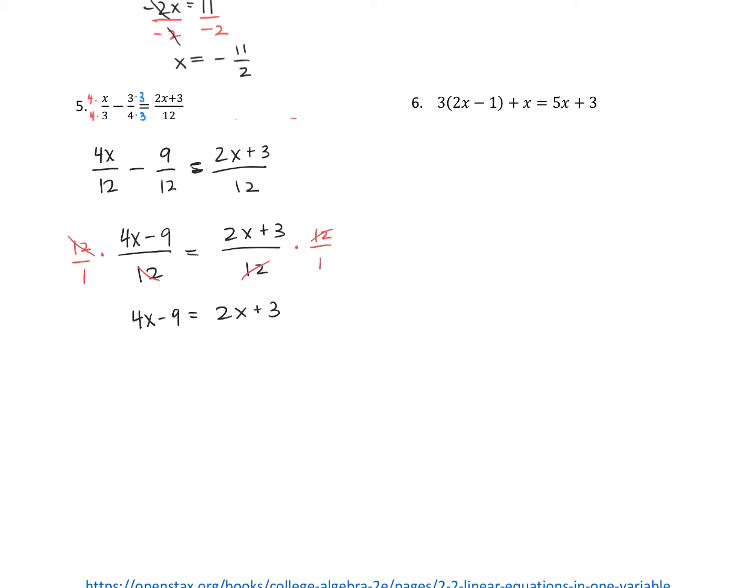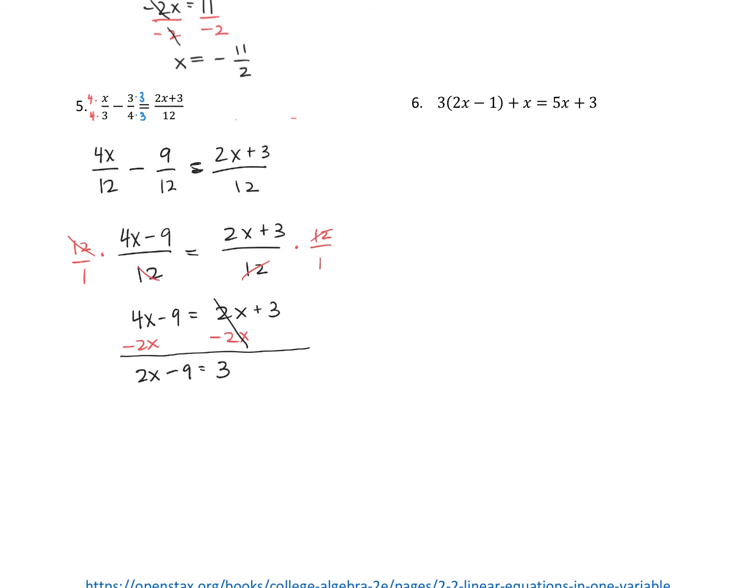So now what we want to do, this is similar to number 3 above, we're going to move the x's to one side and the constants to the other. So I'm going to move this positive 2x to the other side by subtracting 2x. So 2x minus 2x zeroes out on the right, and it will give me 2x on the left-hand side. 4x minus 2x is 2x. Bring down the minus 9, bring down the 3.